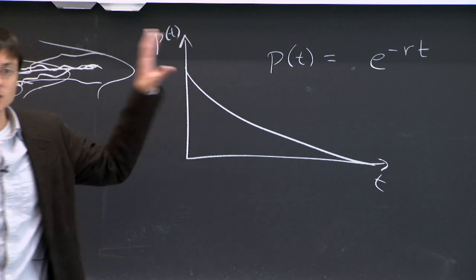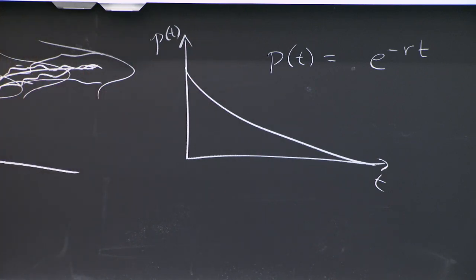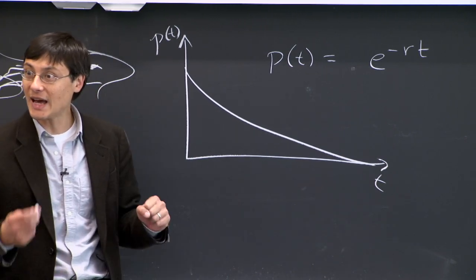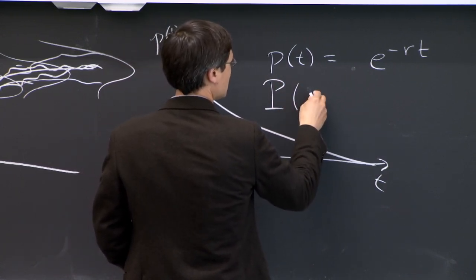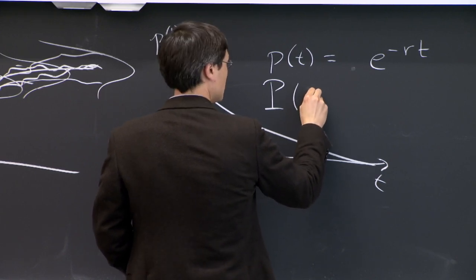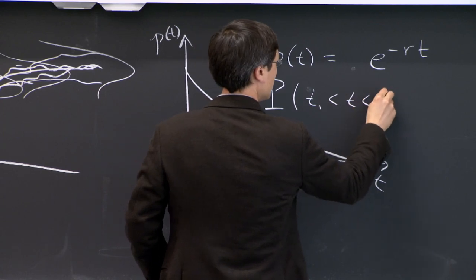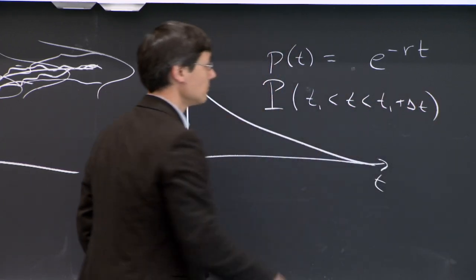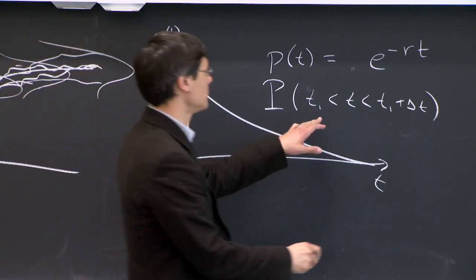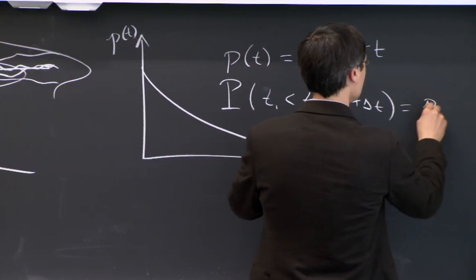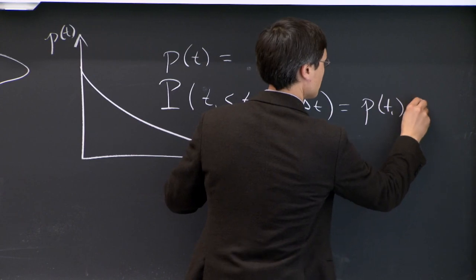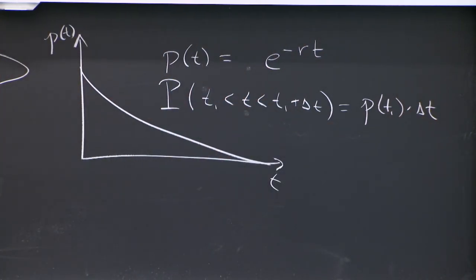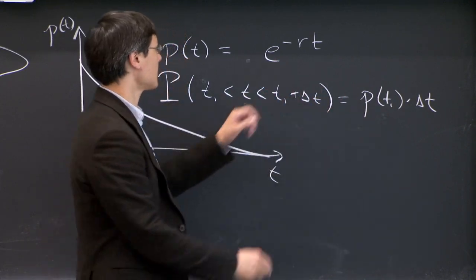Well, what should be the units of a probability distribution? 1 over time in this case, right? It's 1 over whatever is on this x-axis. Because if you want the actual honest-to-goodness probability that t is between some t1 and t1 plus delta t, then this is equal to the probability density at t1 times delta t. So that means this thing has to have a 1 over time, and that gives us r here.